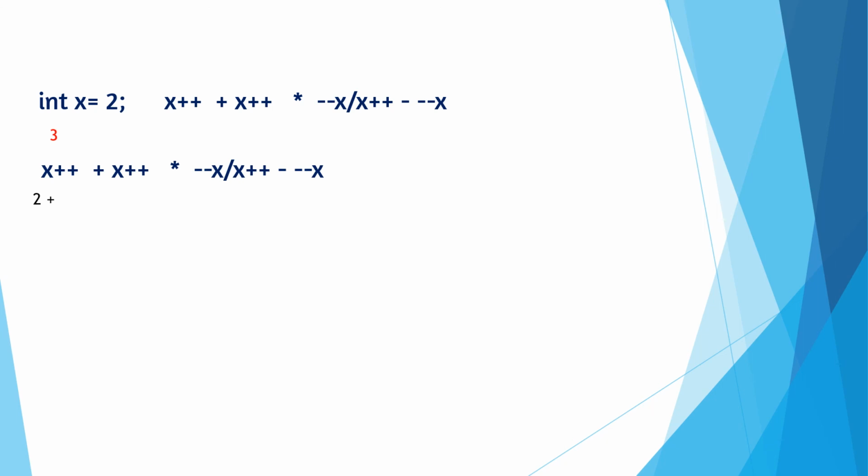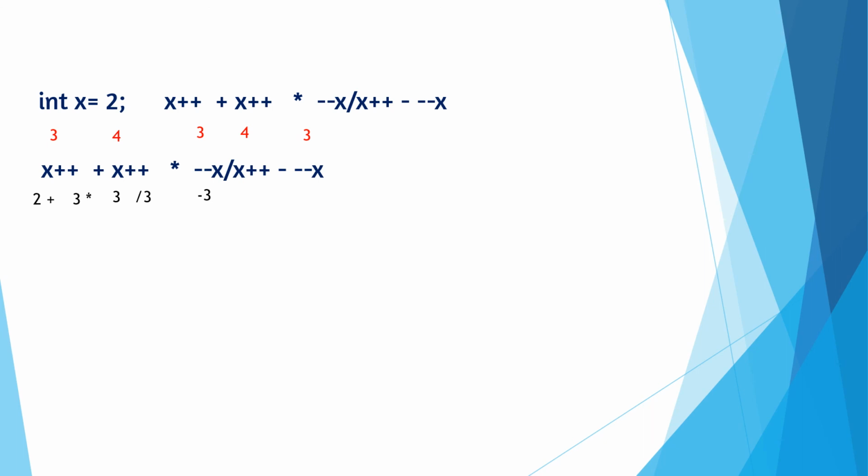Then plus x plus plus. Once again postfix. So the value of x is 3. x plus plus means first the original value will be written, that means 3, and then plus plus, that means value will be increased. x will become 4. Into minus minus x. Now x is 4 and here it is prefix. So first change will be done. That means x will become 3 and then it will be taken into expression. Then x plus plus postfix. So first return and then the value will be changed. And now minus minus prefix, first change will be done and then it will be taken into expression.